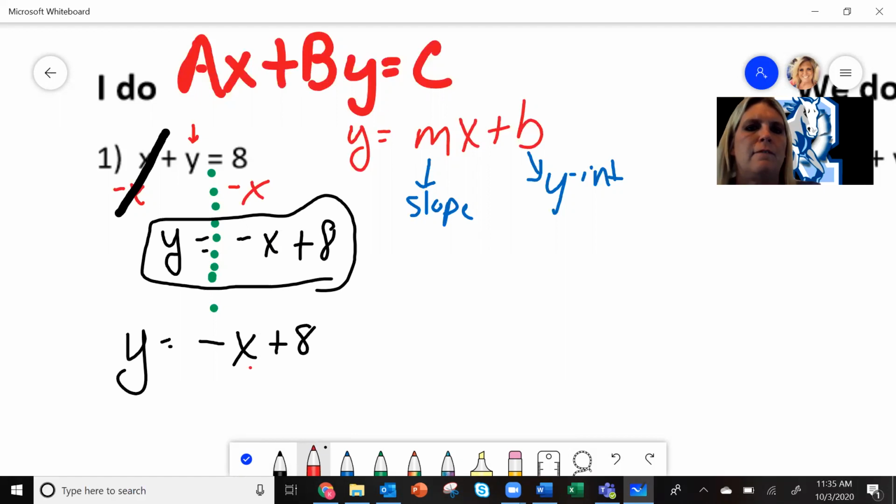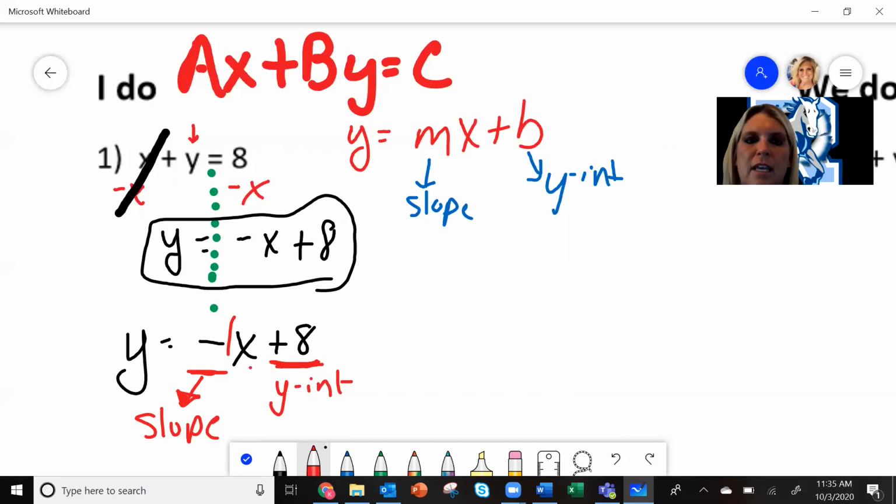Well, first off, the y-intercept is what's being added or subtracted to the x. Right here is my y-intercept. That's where it crosses the y-axis. My slope is going to be the number that is in front of the x. And it just has a negative right now. Well, a negative is the same as saying -1. So this is my slope.